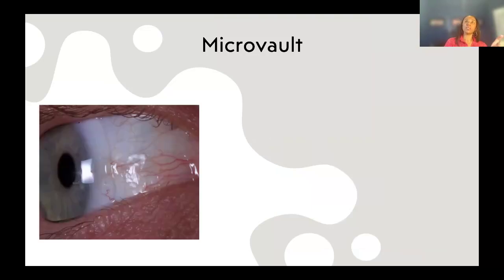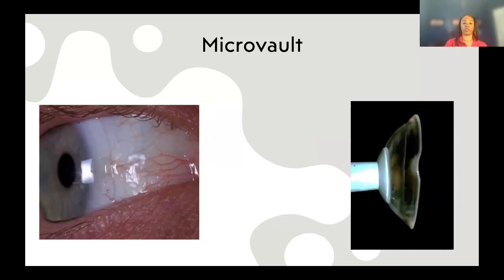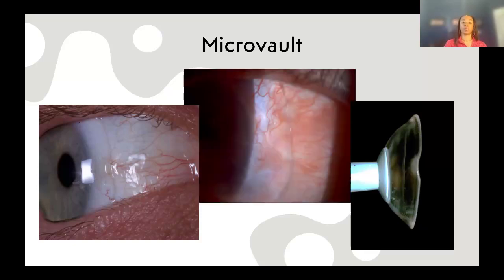Microvaulting is a similar thought process, but it's creating a ripple, basically a channel in the lens that just sits over the pterygium. That's what it looks like. Again, both of these are pretty cumbersome to fit and get just right. But once you get it, it's pretty amazing. And you can see in the picture right here in the middle that the microvault is sitting over the pterygium.